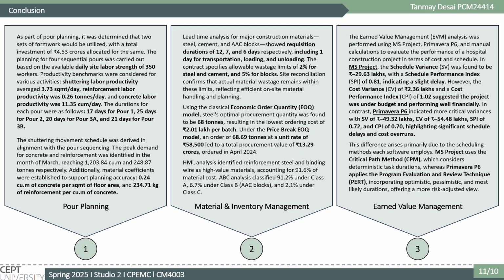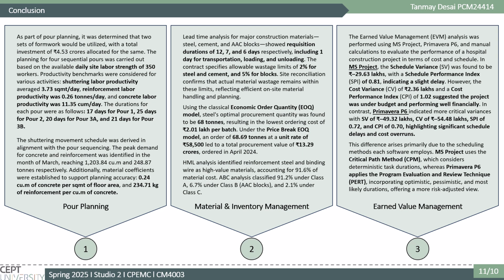In material management, we observe from reconciliation that all the materials are under the allowable wastage percentage. In the EOQ classical model, this site has an extra cost of 1871 rupees in 1 year by ordering 60 tons of steel instead of the 68 tons of EOQ. The price break EOQ model also shows that 68 tons of EOQ with a 58.5 thousand unit rate per ton will be the least cost for the material, which is 13.29 crores.